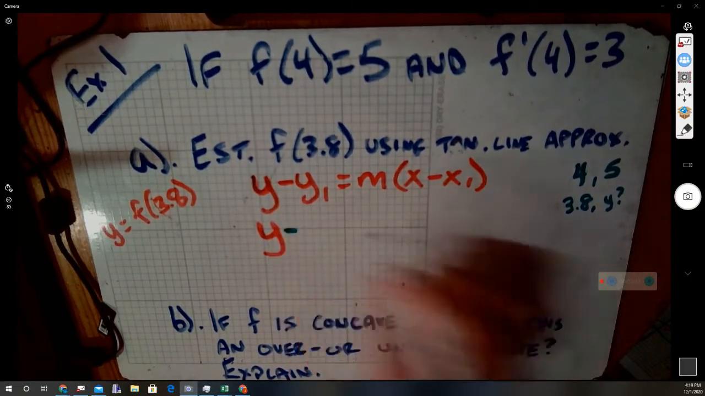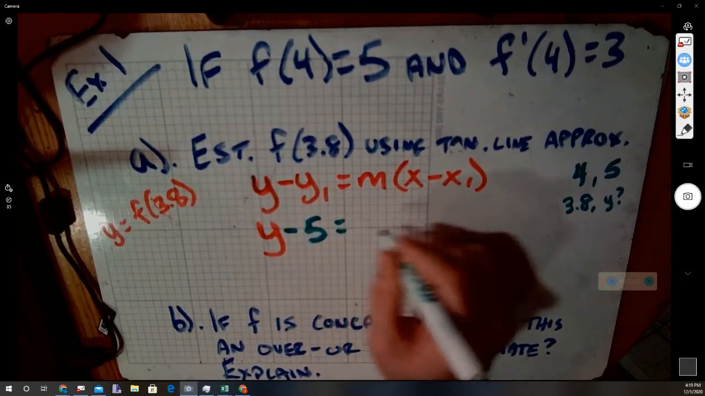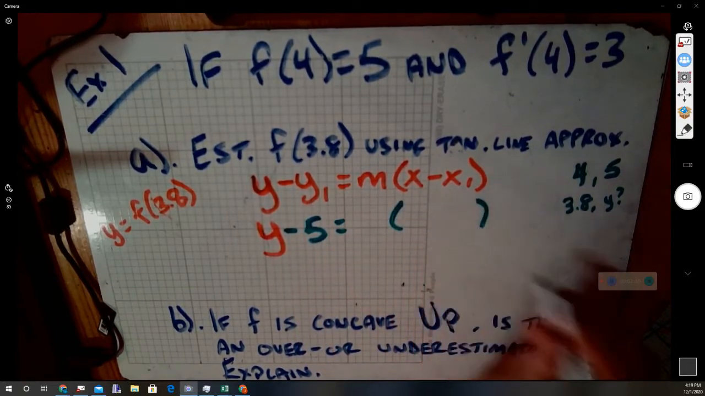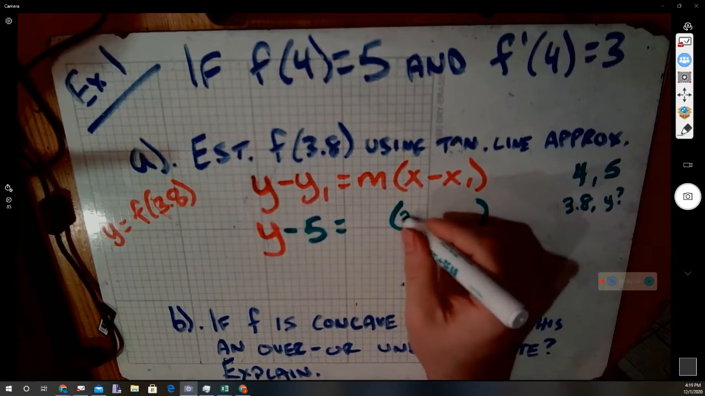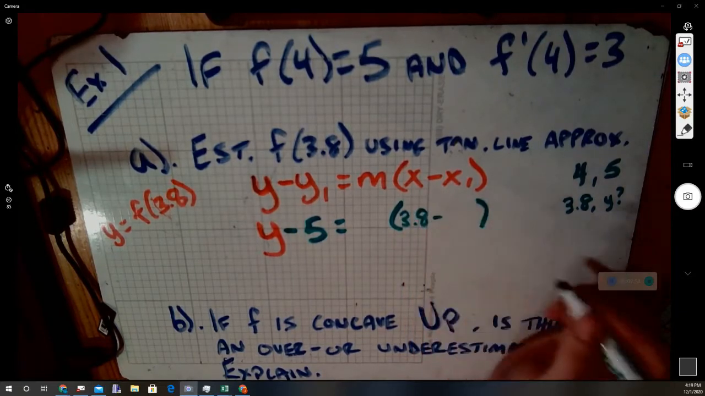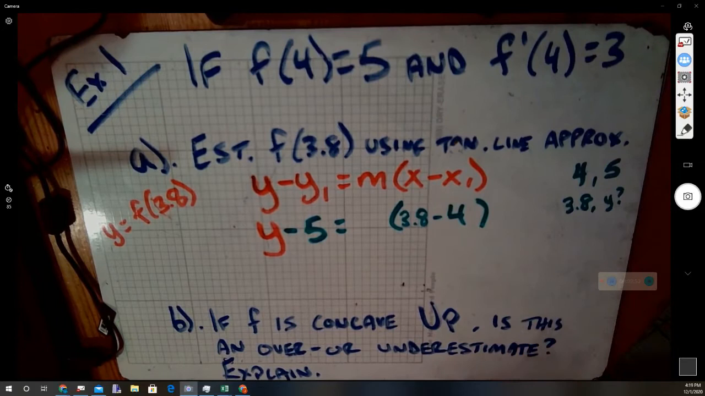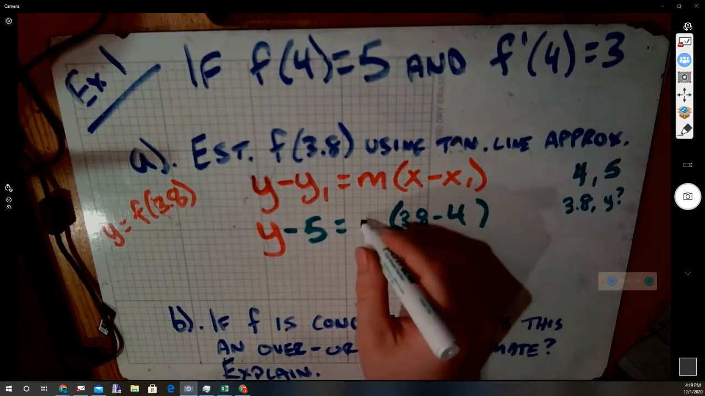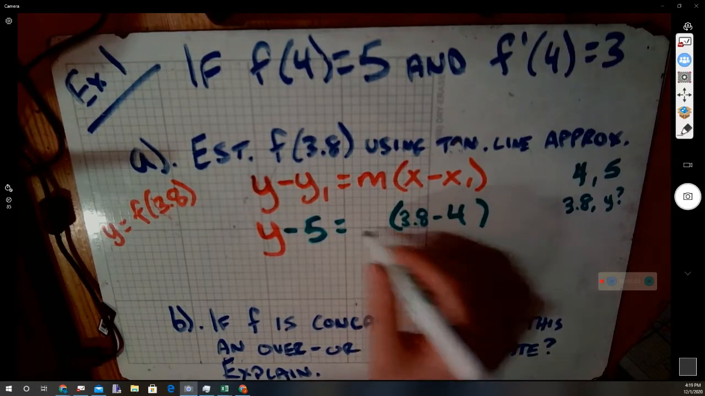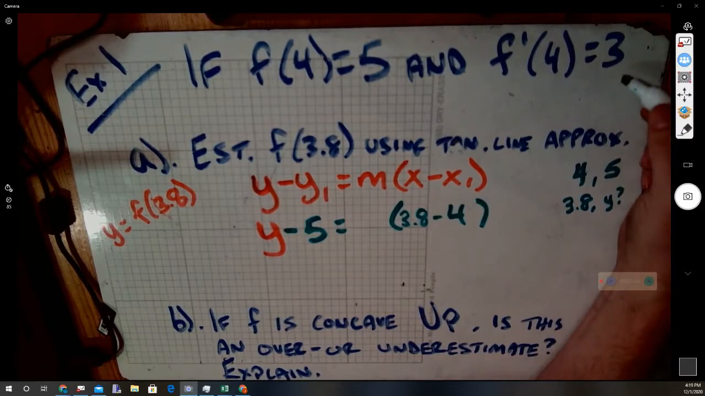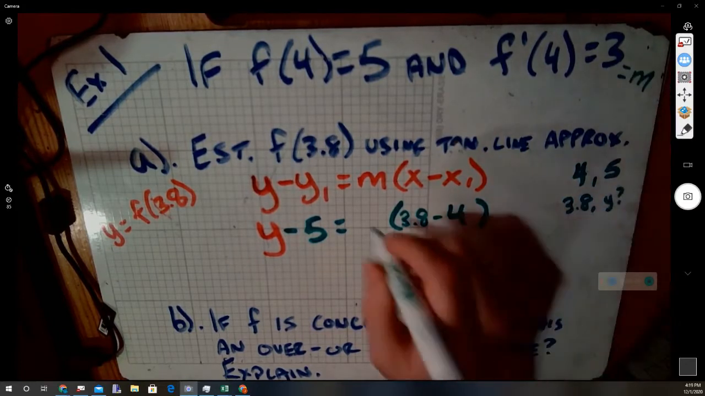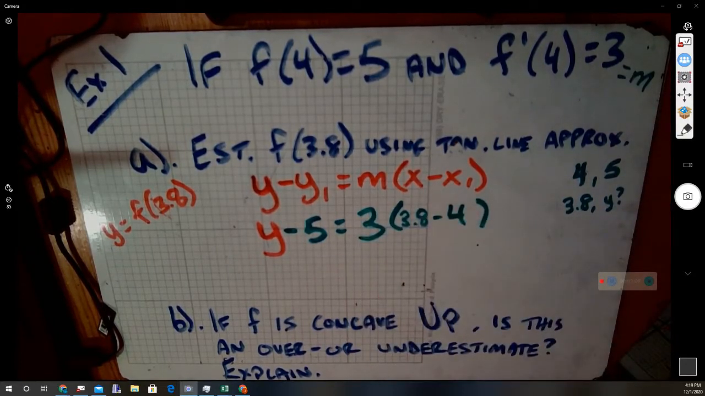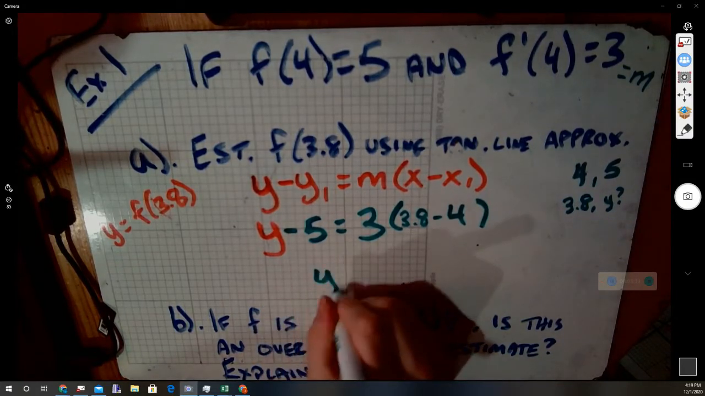So y minus the other y value, 5, equals m. We'll come back to that in a minute. Our x values, well, we want 3.8 and 4. So notice it's just like finding your old school point slope, plugging in and making sure everything lines up. Now the issue is we don't know what this m is. Well, guess what? In calculus, m means derivative. So I'm just going to plug in 3 for that in the equation. Just that simple, and all you need to do is solve for y.